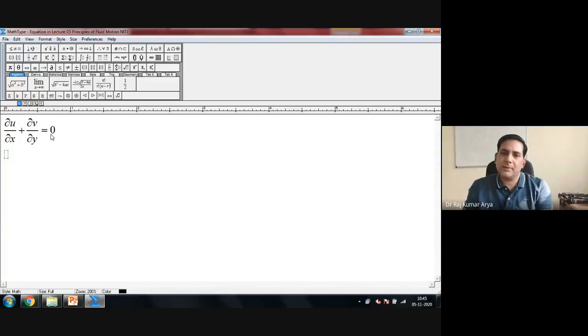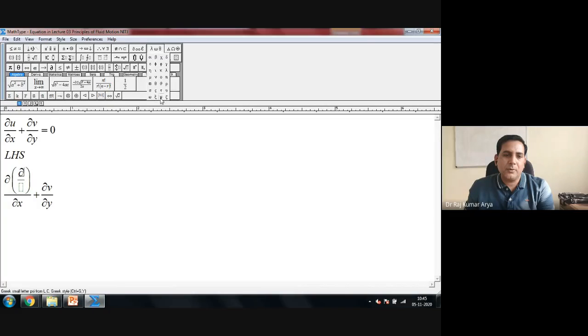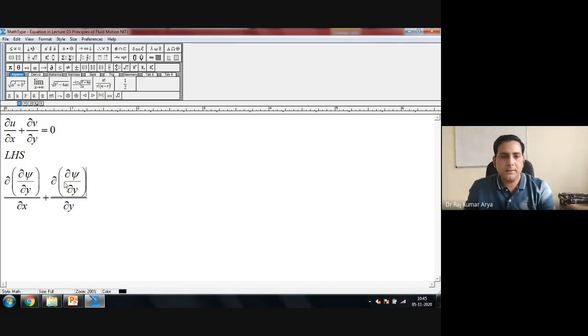Now you have taken psi in that way, where you have considered that u is del psi upon del y. If you substitute that term here, just on the left hand side, LHS only, you are substituting the expression for u. What expression for u have you taken in terms of psi? Can anyone tell? Del psi upon del y. Right. And at this place, v is not capital, so again you have taken a minus sign here, and here you have taken x.